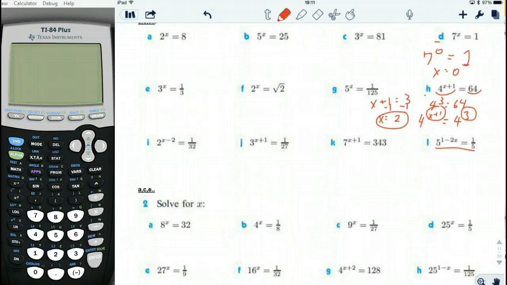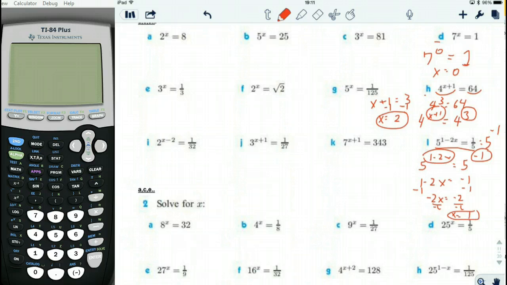Okay. What about this one? 5 to the 1 minus 2x is equal to 1/5. Well, 1/5 is equal to 5 to the negative 1, right? Because a negative exponent makes it invert. So that would be 5 to the 1 minus 2x equals 5 to the negative 1, so that means this exponent is equal to this exponent, so 1 minus 2x is equal to negative 1, which means that, let's see, we subtract 1 from both sides, we get negative 2x equals negative 2, and we just divide both sides by -2, and that gives us x equals 1.